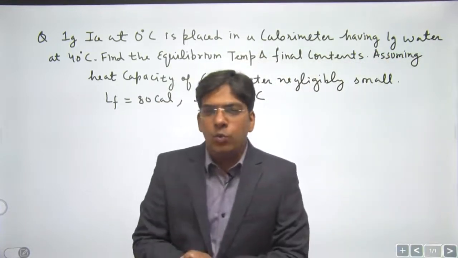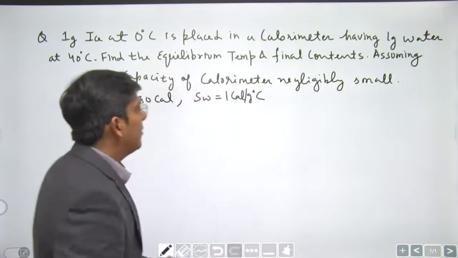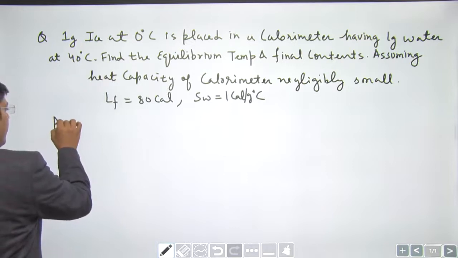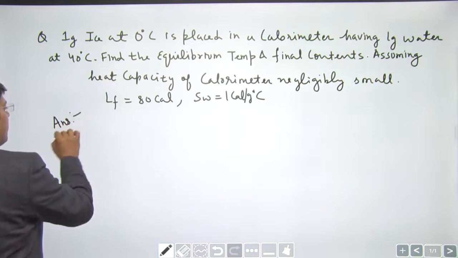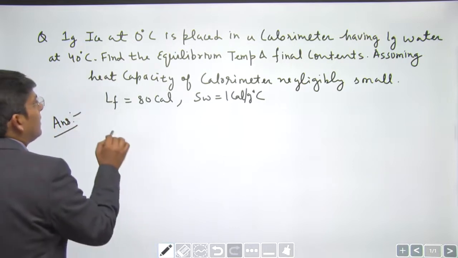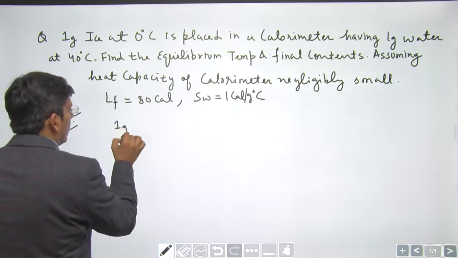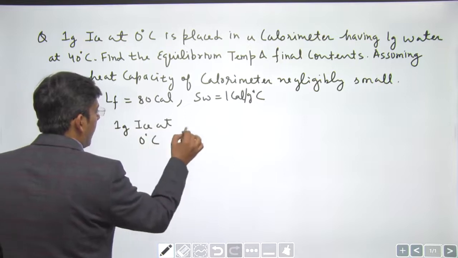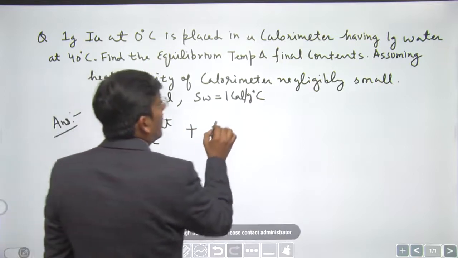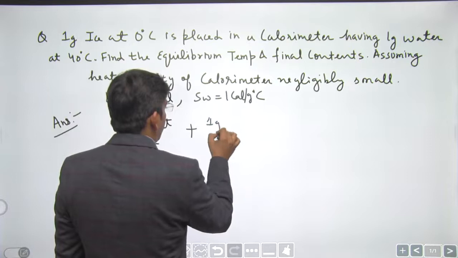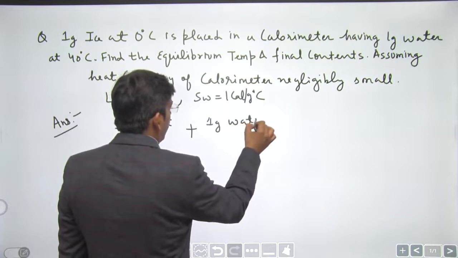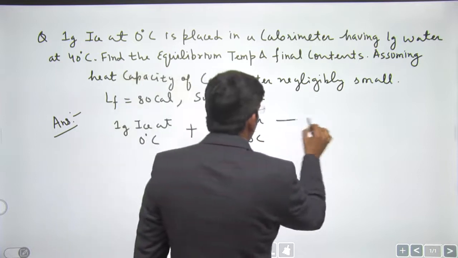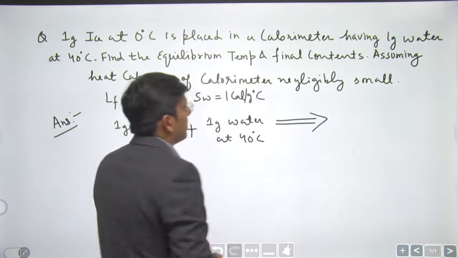So dear students, let us do a question based on calorimetry, which is based on mixture of solid and liquid or mixture of liquids. You are mixing two quantities at different temperatures. So you have 1 gram ice at 0 degrees Celsius, and you have 1 gram water at 40 degrees Celsius. You are asked what will be the final contents of the mixture.